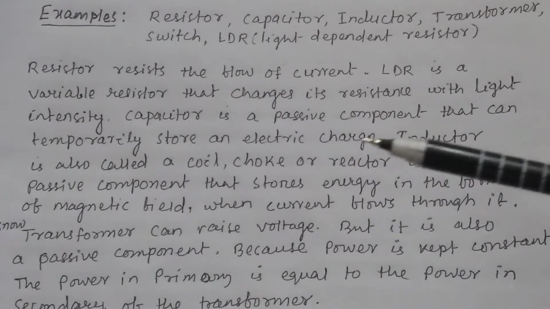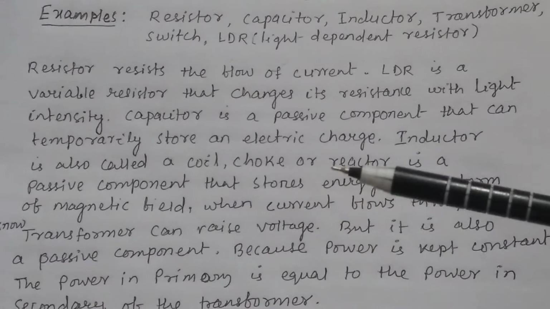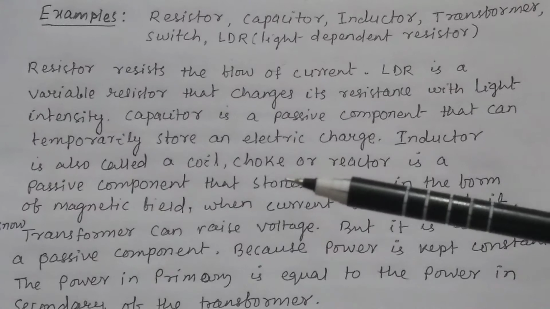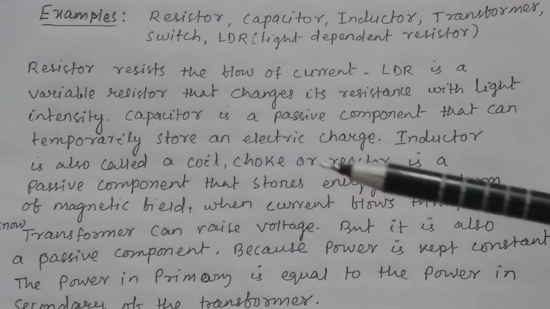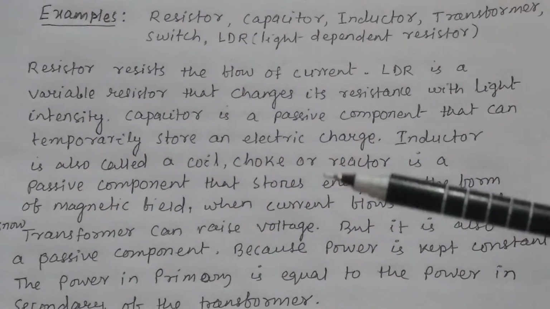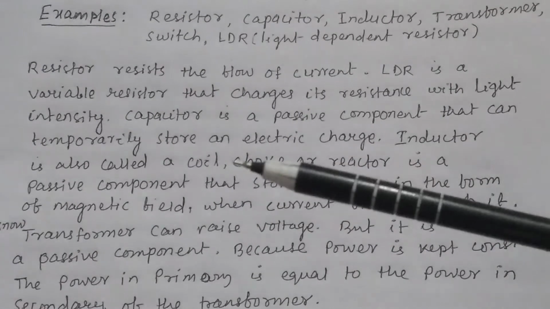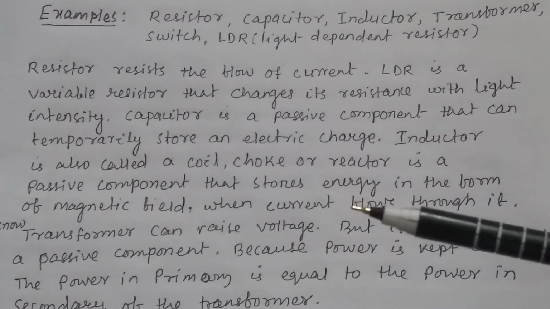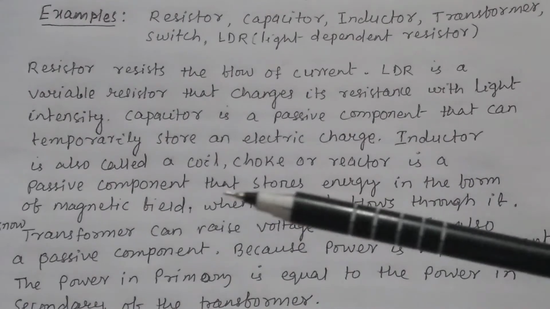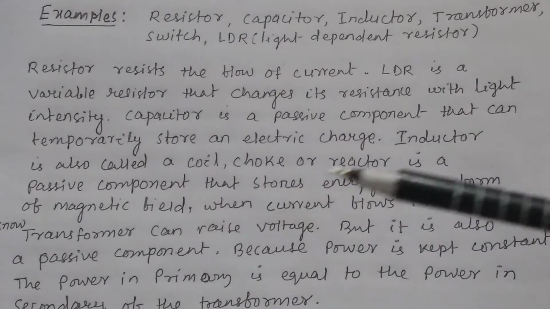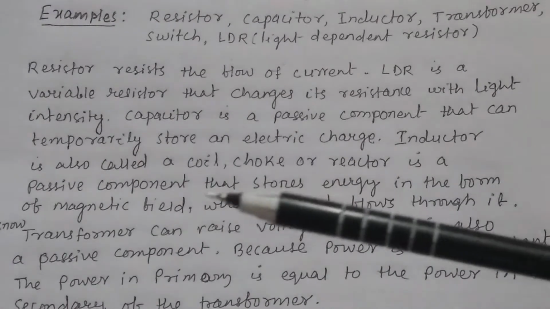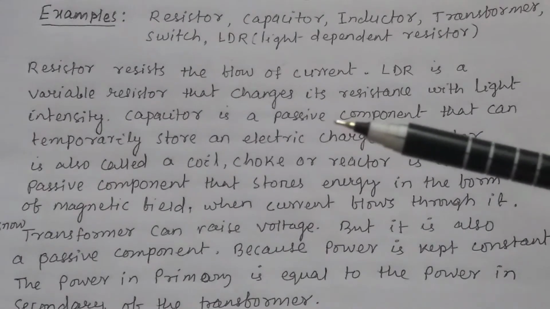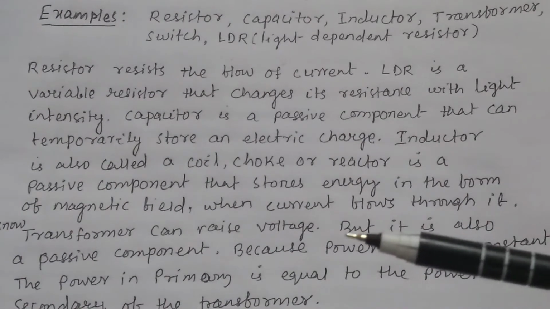Similarly, an inductor is also called a passive component. We call an inductor a coil or choke or a reactor. You have three other names for an inductor: coil, choke or reactor. It is a passive component that stores energy in the form of a magnetic field. You remember, an inductor stores energy in the form of a magnetic field and a capacitor stores energy in the form of an electric field when current flows through it.